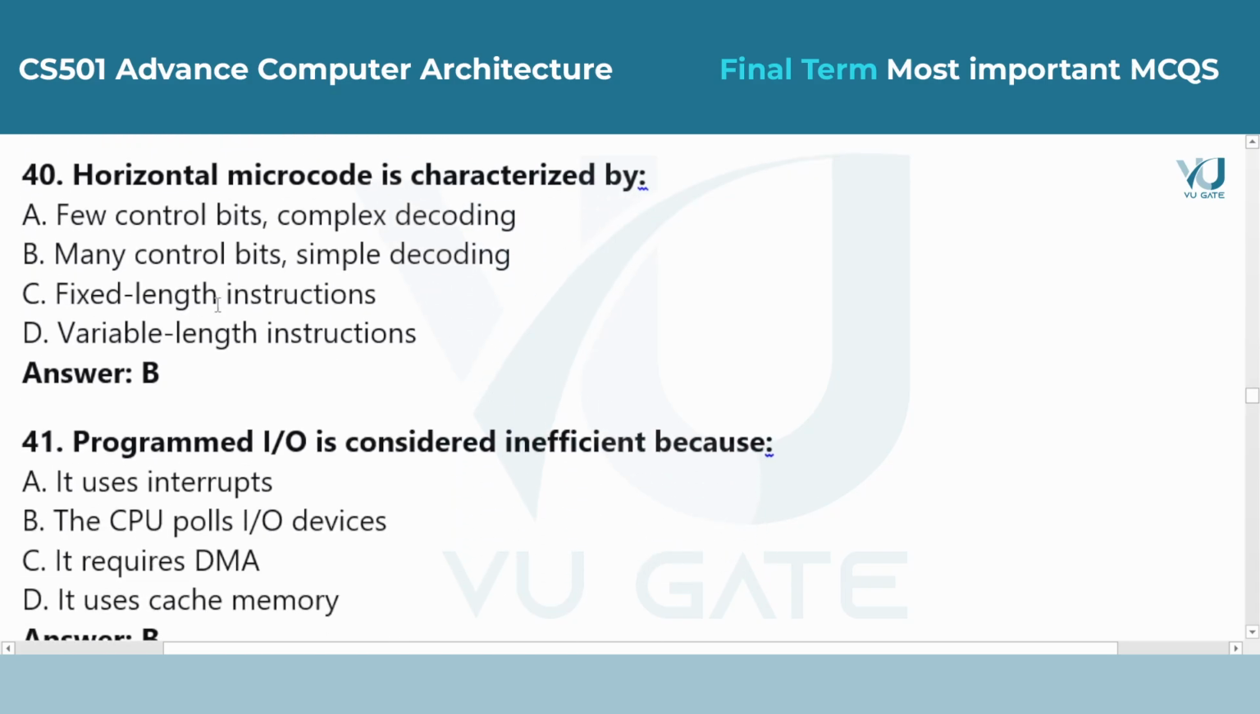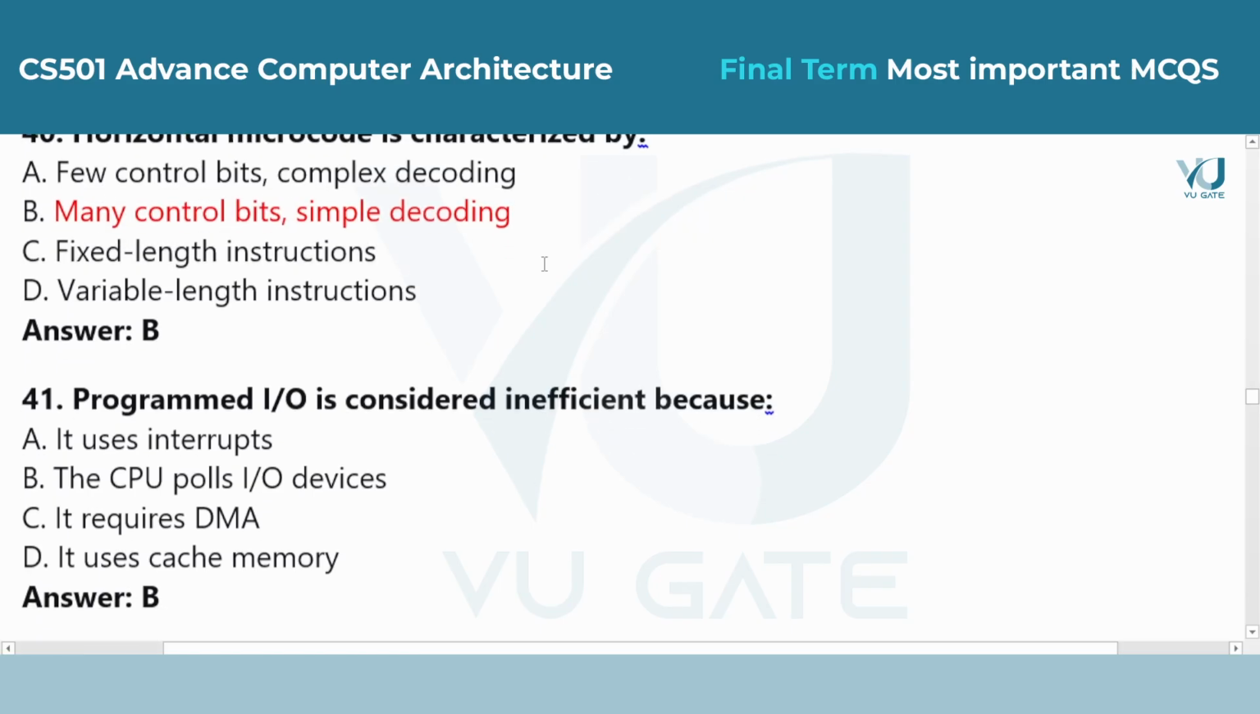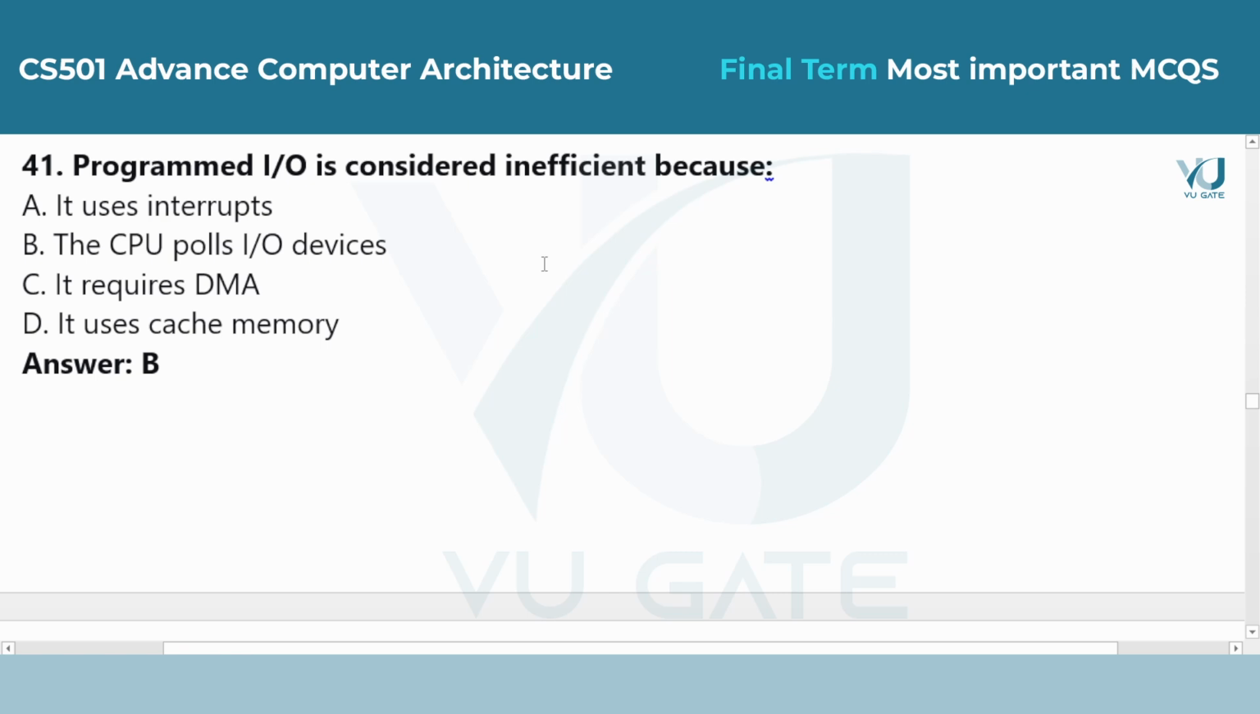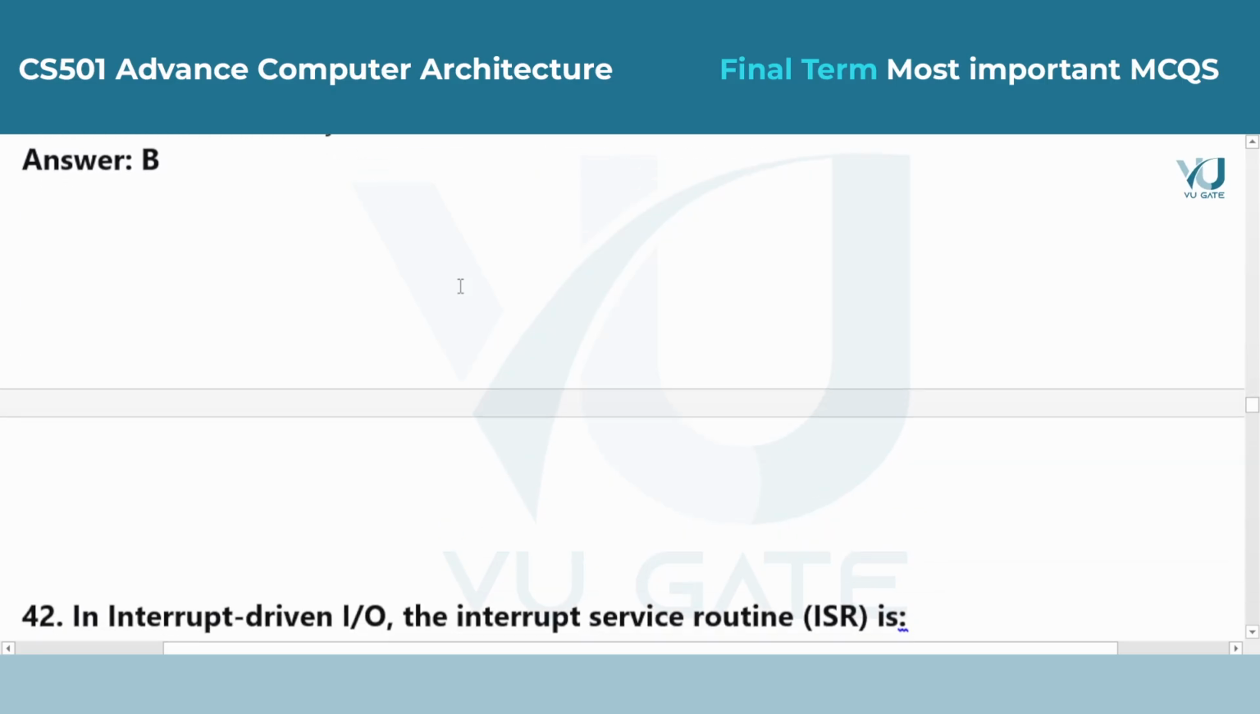40. Question: horizontal microcode is characterized by? Answer: B, many control bits, simple decoding. Concept: each bit directly controls a hardware gate, requiring very little decoding logic. 41. Question: programmed I/O is considered inefficient because? Answer: B, the CPU polls I/O devices. Concept: the CPU wastes time constantly checking if a device is ready instead of doing useful work.